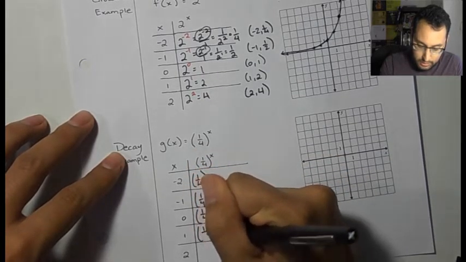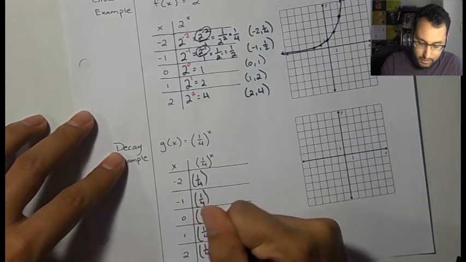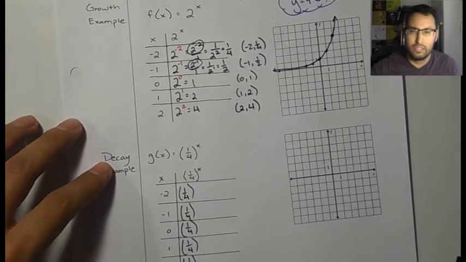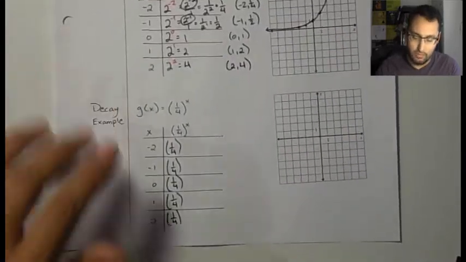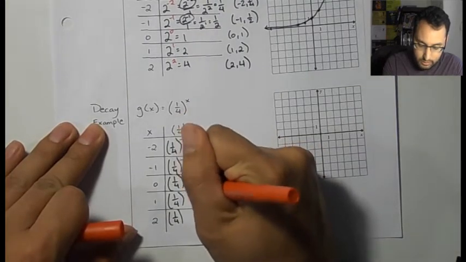Now, you can plug in the numbers from -2 to +2, but it doesn't matter. You could plug in more numbers. I just use these numbers because it gives me a general idea of what the graph looks like. All right, we're going to put in -2, -1, 0, 1, and 2.